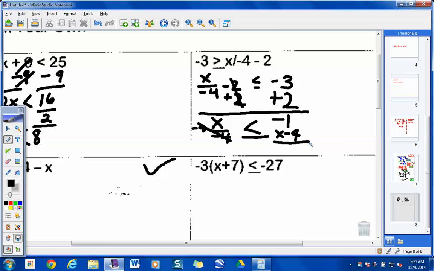Okay. Which is +4. Okay. Now, x would be greater than or equal to. Why greater than or equal to, Johnny? Because we have to flip the sign. Why do you have to flip the sign? Because we multiply by a negative number. Awesome. Good work, kiddo.